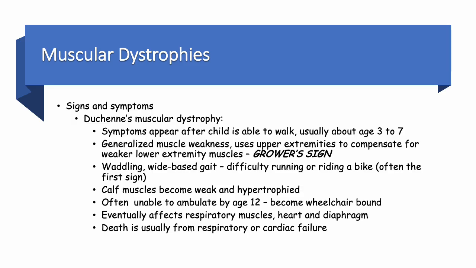Their calf muscles will become weak and atrophied, and then most often they're unable to ambulate by the age of 12. Now, like I say, it can go sooner, it can come later. You might have children that are fine until they're 8 or 9 and they last till they're 14, but usually between that puberty age is where they become wheelchair bound. The atrophy is so severe that they cannot function.